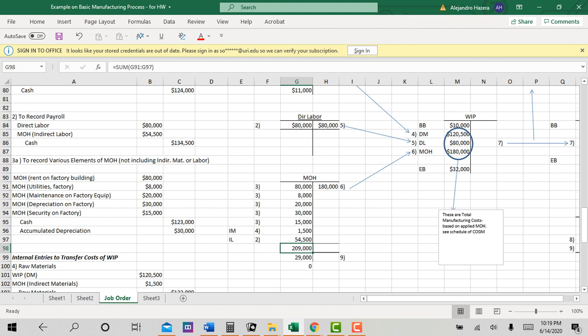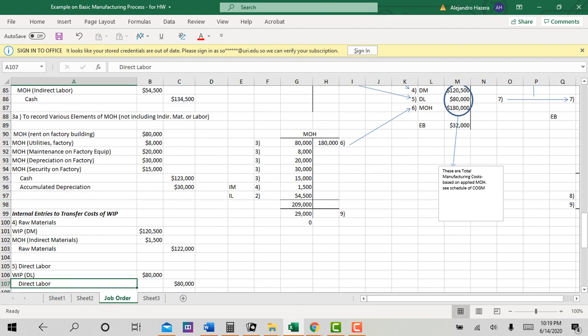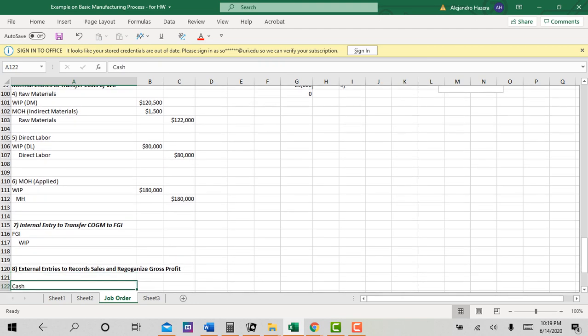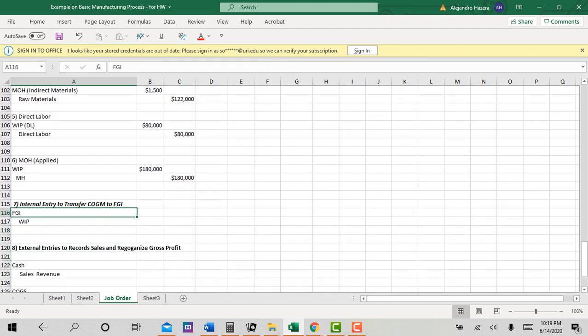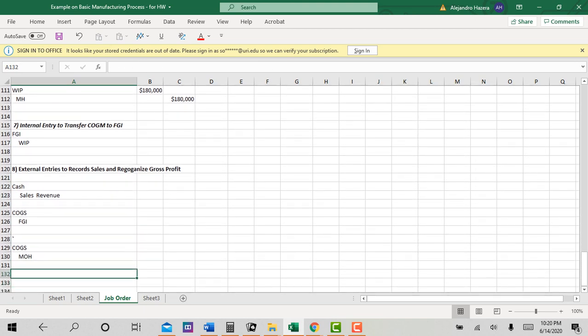Okay, and so now we're ready to make our final transfer entries. And we've got a couple more internal entries to do. Number 7, we're going to make an entry to transfer cost of goods manufactured, which is the cost of goods that we manufactured, to the finished goods inventory. So this is basically the goods coming off the assembly line and going into finished goods inventory. We'll do that entry, and then we'll sell some goods and recognize gross profit.